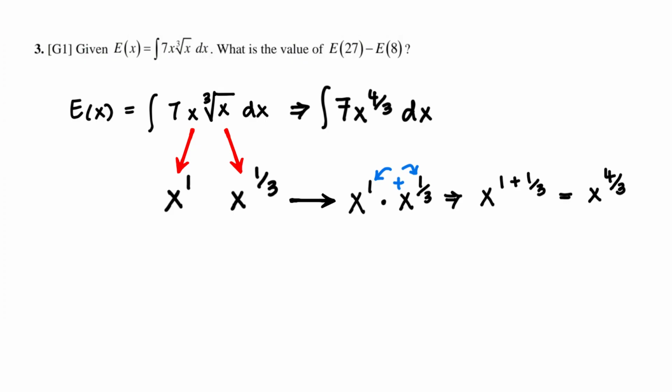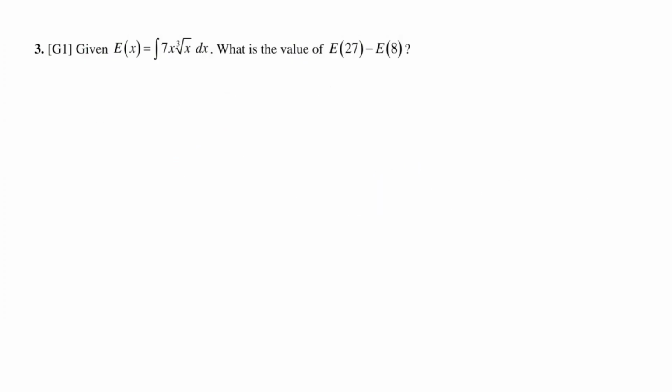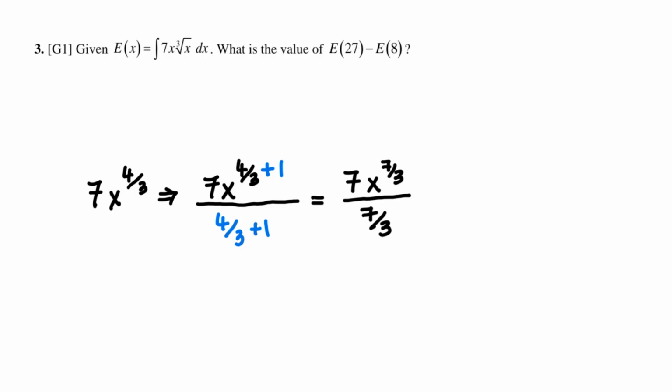Much better, right? Now we use the power rule to integrate our problem. So 7x to the power of 4/3 becomes 3x to the power of 7/3.